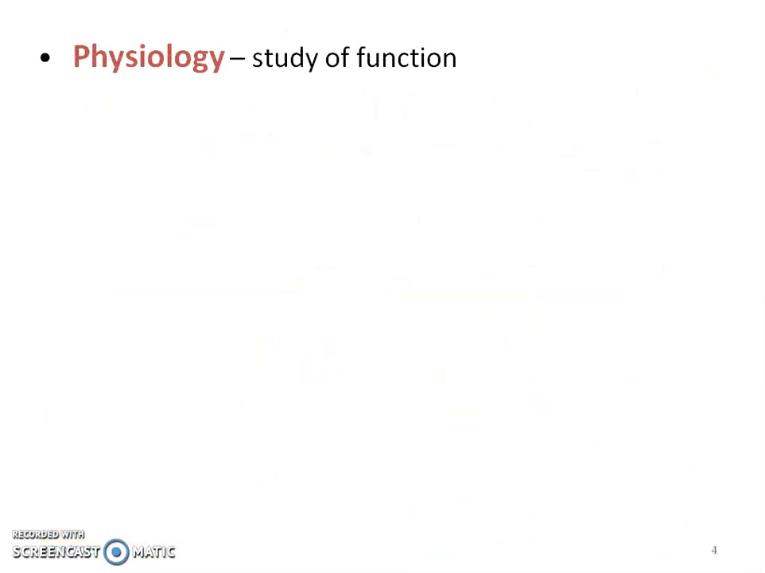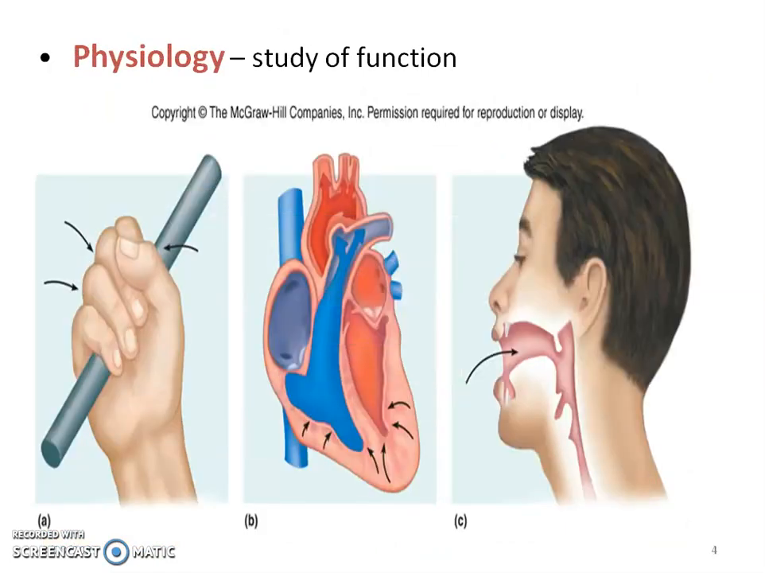Physiology means the study of function. Here I will explain some examples. This is our hand. With the hand we pick up a rod. How the hand picks up the rod, this type of system we can say is physiology. That means how the hand works to hold the rod. This is called the physiology of the hand.